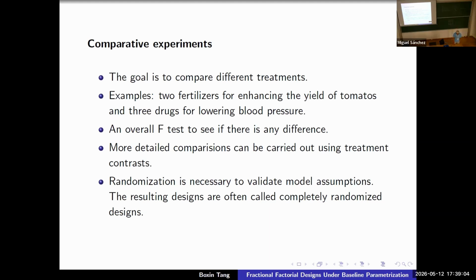The general approach in the data analysis is to conduct an overall F-test to see whether there's any difference in the treatments. If we want a more detailed comparison, we can use the treatment contrasts. If you want to measure a certain type of difference, you can use this contrast. If you want a difference in that direction, you can use another contrast.